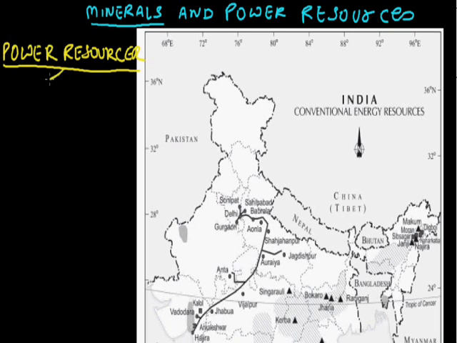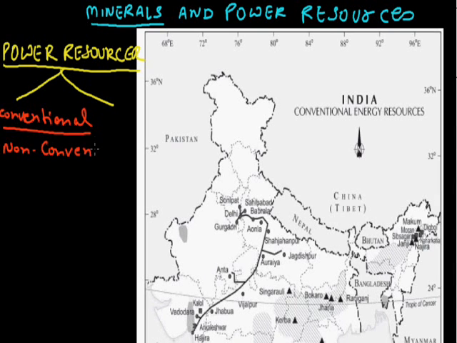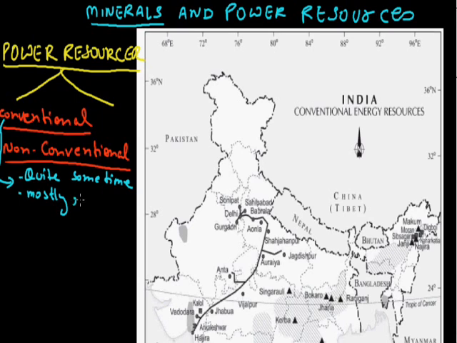We can classify power resources into two parts. The first one is conventional and the second one is non-conventional. Now what are conventional resources? Conventional power resources are those which have been in use for quite some time, meaning we have been using these resources for the last 200 to 300 years. Mostly they are non-renewable. We can produce energy from these resources at any part of the world, meaning anywhere.